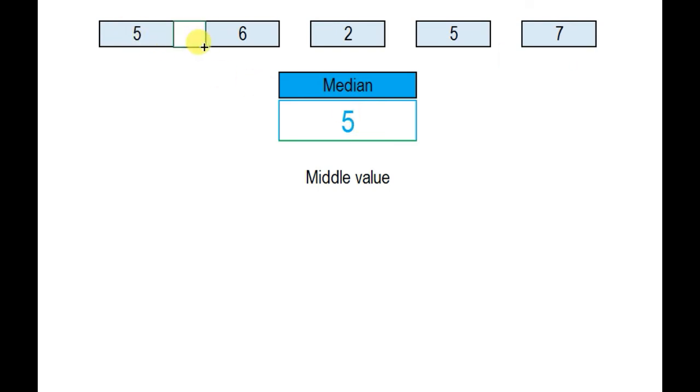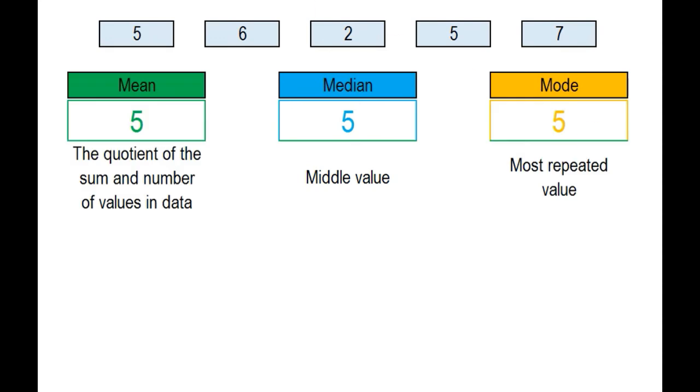Suppose you have a very large data set, so it will be difficult for you to arrange the values in ascending or descending order. If you have 1000 values in your data, it is very difficult to arrange them in order. Rather, the sum is very simple because you can go one by one and add them up. But arranging them is very difficult for you. So median is also not sufficient.